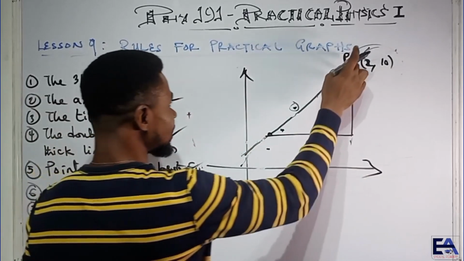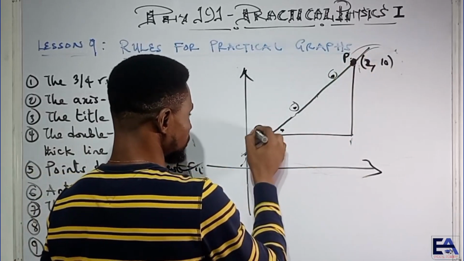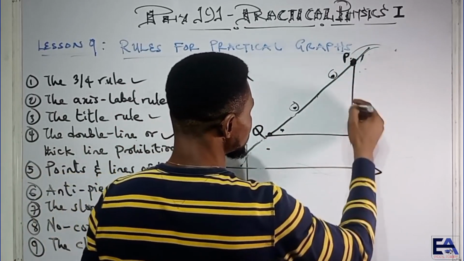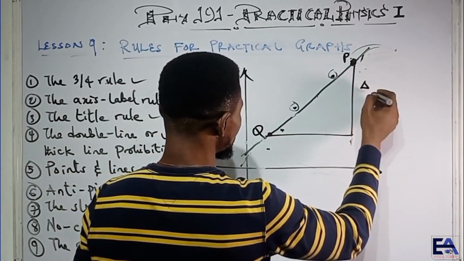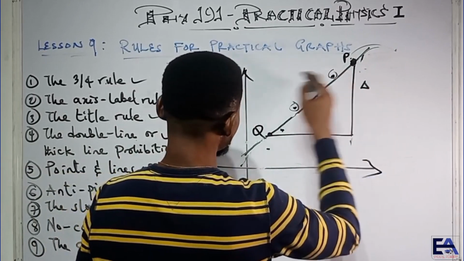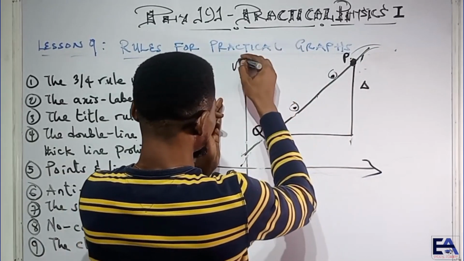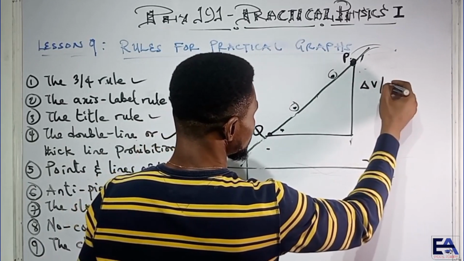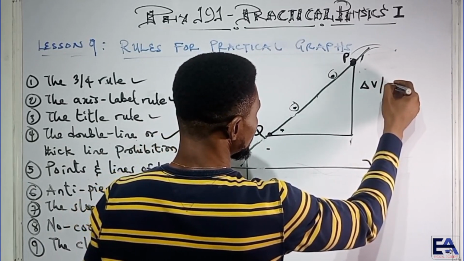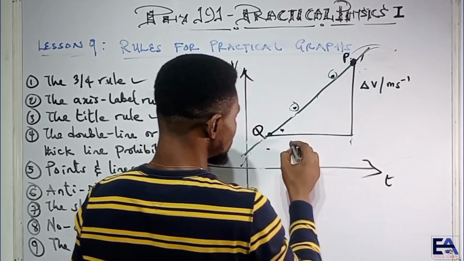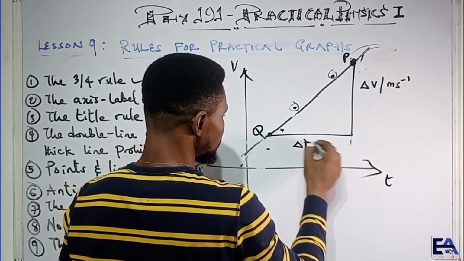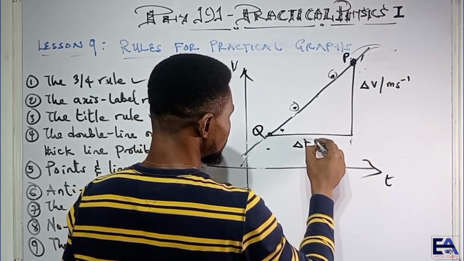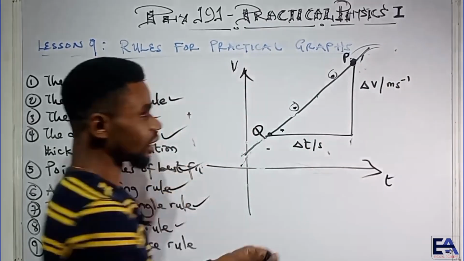It just indicates, like, this is point P, this is point Q. Then you label the axes. Maybe you are plotting a graph of velocity against time. You say change in V, in meters per second. Then change in T, in seconds. This is the highest that you can do.